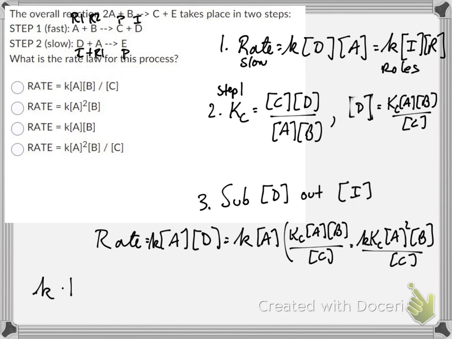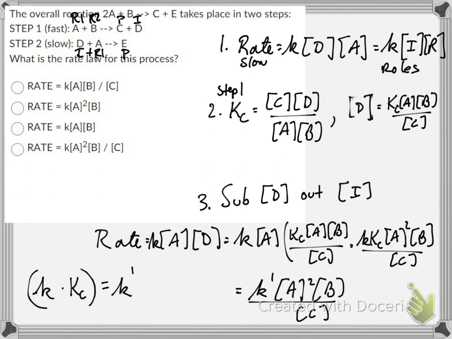And remember, we're just going to combine K times Kc and turn it into one constant, right? One constant. So our final rate law is A squared times B divided by C. That would be option letter D. So the more you practice the fast-slow mechanism, the more you'll see it's always 3 steps, and it's done this way.